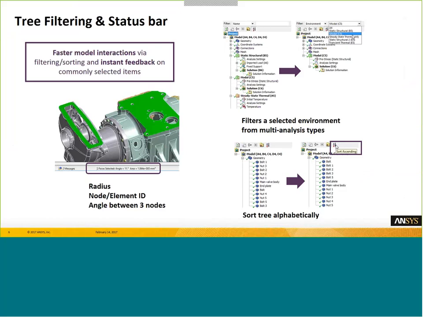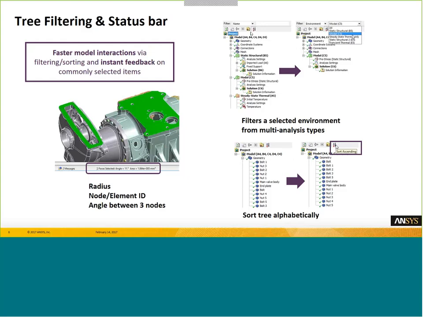Now we're allowing sorting, so you can sort your entire tree alphabetically, which is switch on and switch off-able. So you can see that on the top right here. And also, if you have multiple environments, such as the example here where we've got static structural, a modal, and a steady state thermal, you can flick out to say which one you want to look at. So if we hit just on modal here, it will hide all of the other simulation environments to make that tree a lot more compact. So it just saves a lot of time scrolling up and down to make the model easy to interact with.